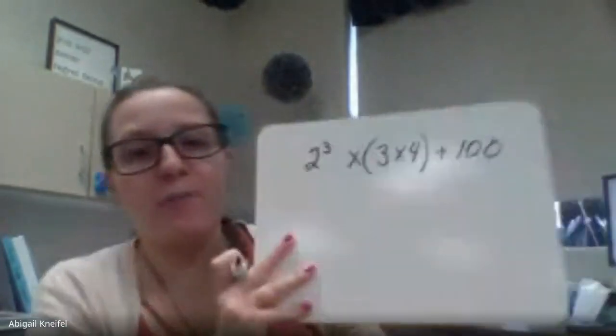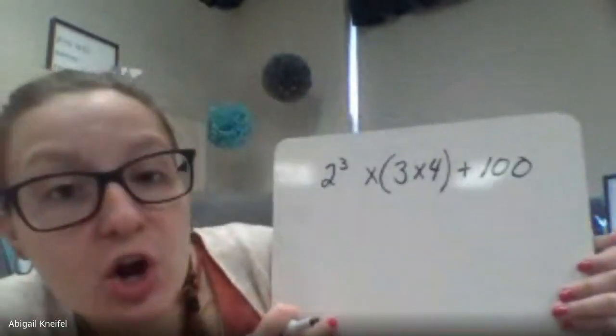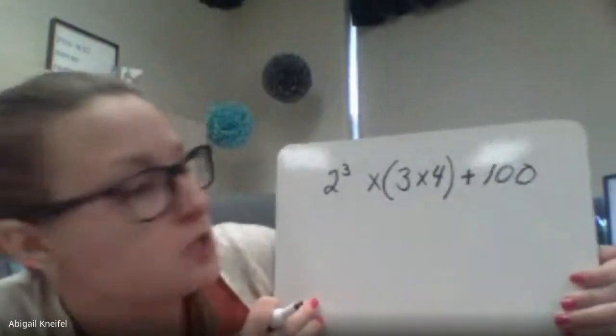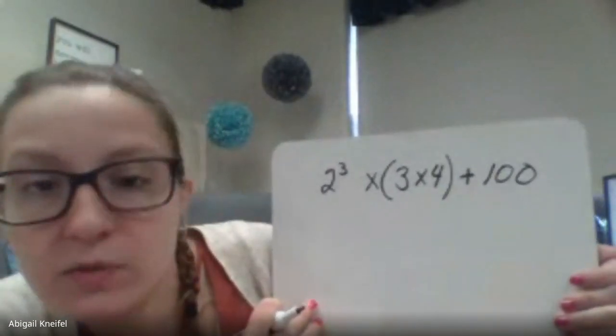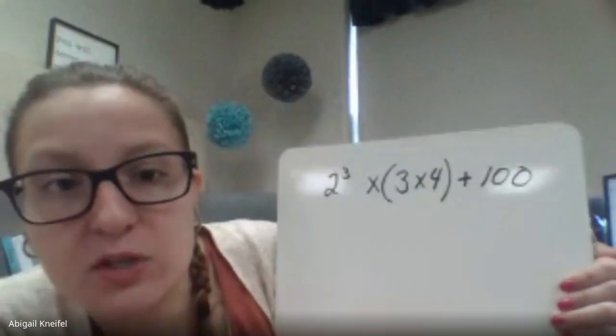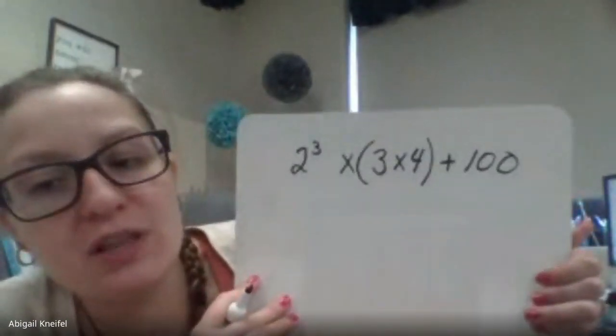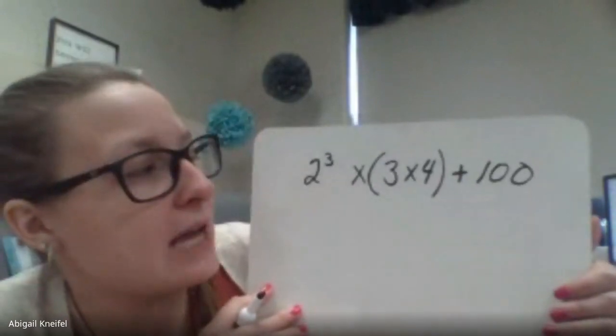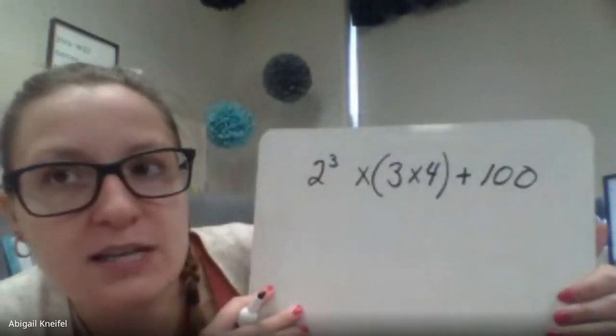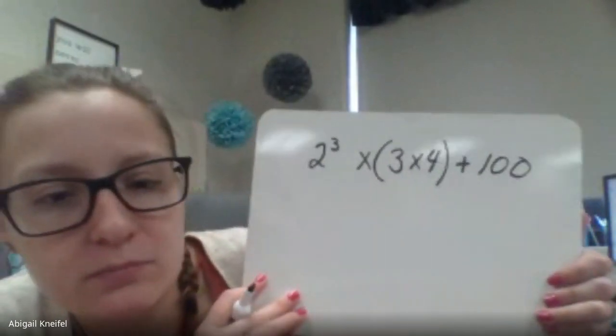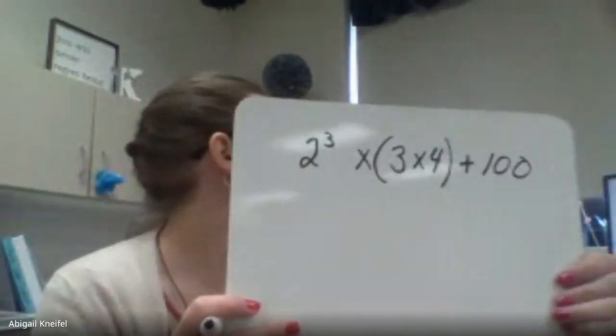All right, so long one. 2 to the third power, so 2 times 2 times 2, times 3 times 4, which is in parentheses. Remember, it goes parentheses, exponents, plus 100. 2 to the third power times (3 times 4), plus 100. The long one.